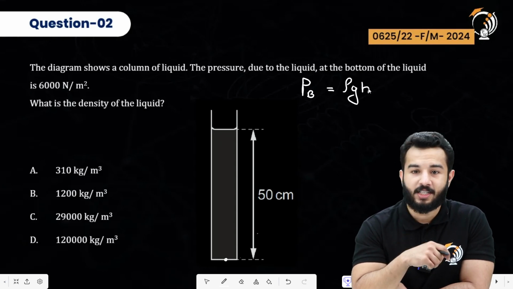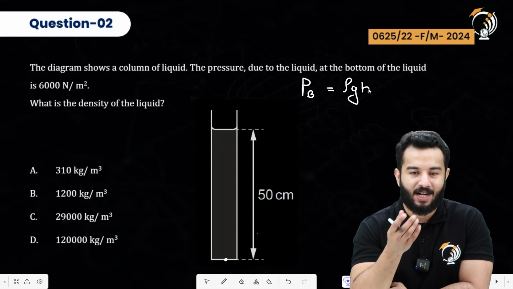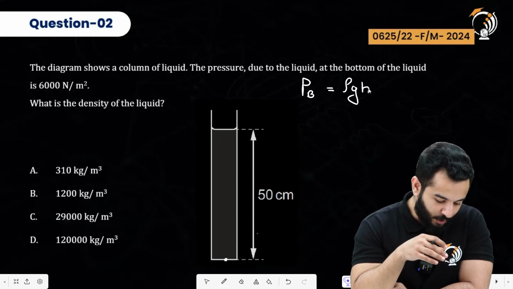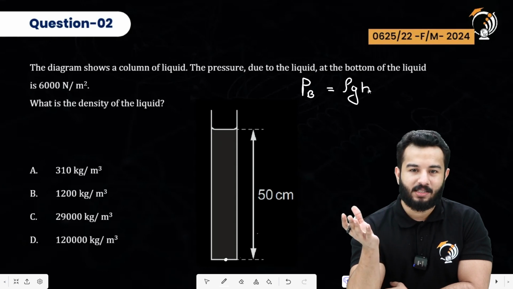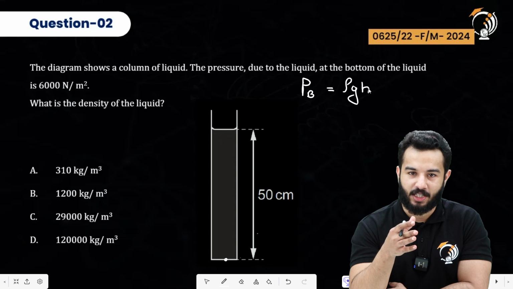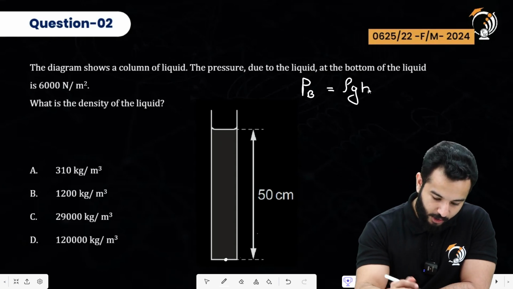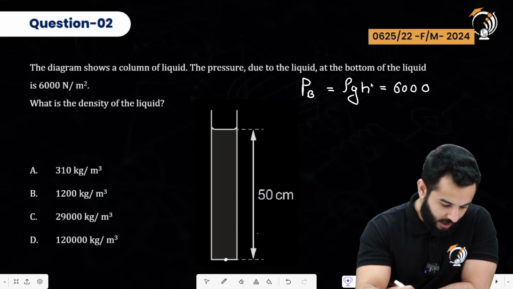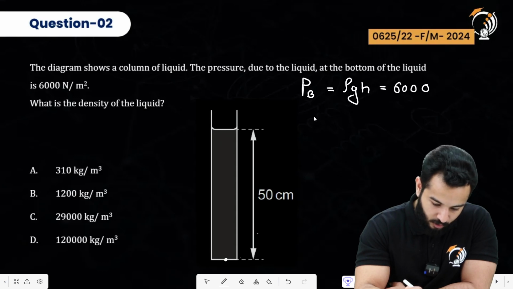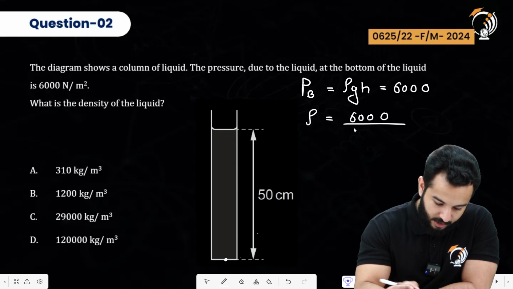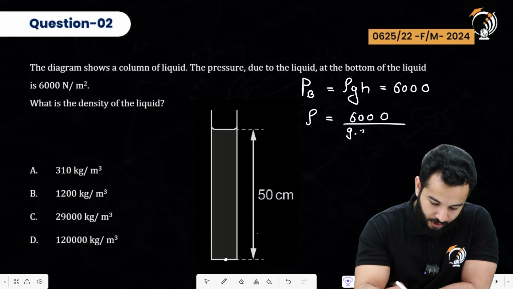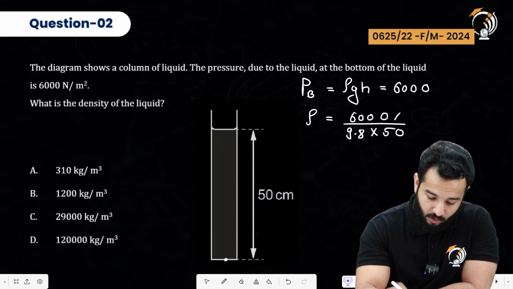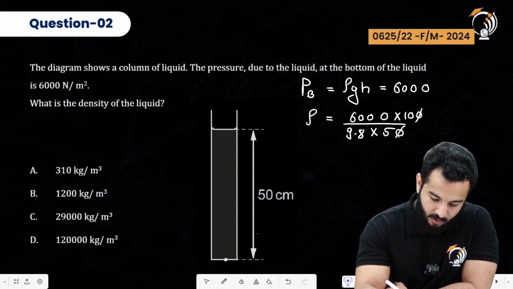Although if they have given in the options 310 plus atmospheric pressure, then obviously you are going to select that. But other than that, we are going to quickly say that rho gh is equal to 6000. Everything is in SI unit, so density will be equal to 6000 divided by g, which we take as 9.8, times the depth of 50 centimeter. I will have to convert it into meters, so I'll multiply by 100 over here, right?